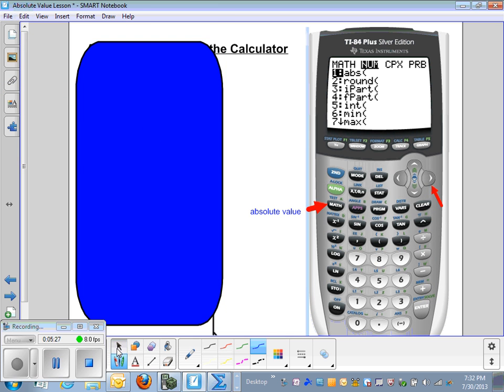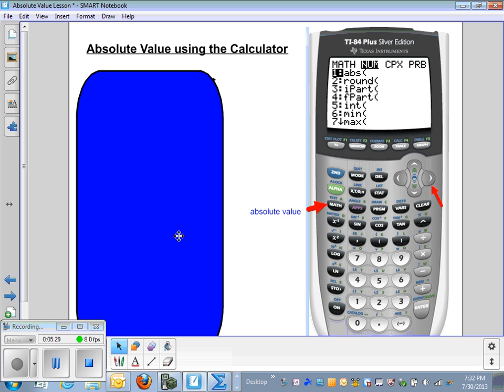So what we're going to do now is see where the absolute value button is on the calculator. We're going to find the absolute value button through math here. We're going to hit math and then we're going to highlight num. So we're also going to be using the right arrow key. And once we do that, the absolute value option will appear.